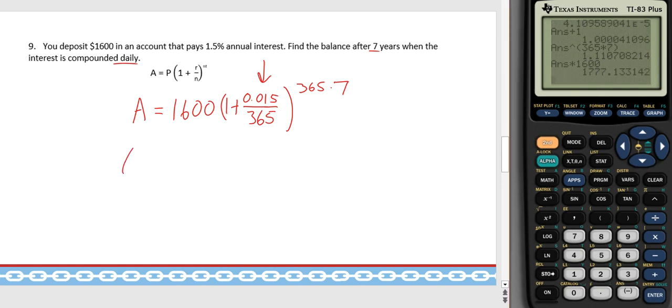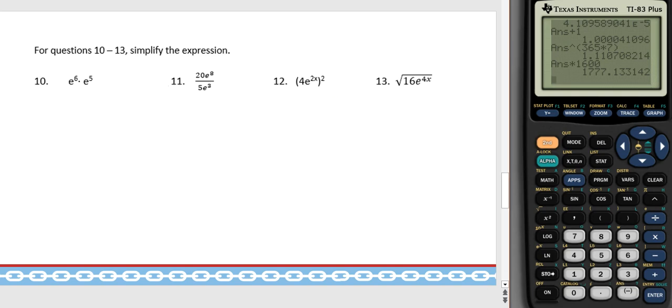So after 7 years in this account, I have $1,777.13. Always good to stop here and think, does this answer make sense? You know, they have a fairly small interest rate and a fairly small amount of time. Increasing my money by $177 seems logical. If you get thousands of dollars or even millions of dollars, obviously that doesn't make much sense, and you want to make sure that you have entered things properly.